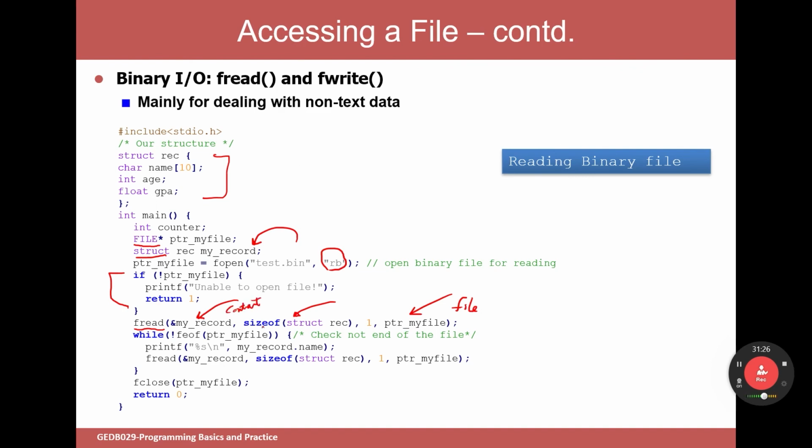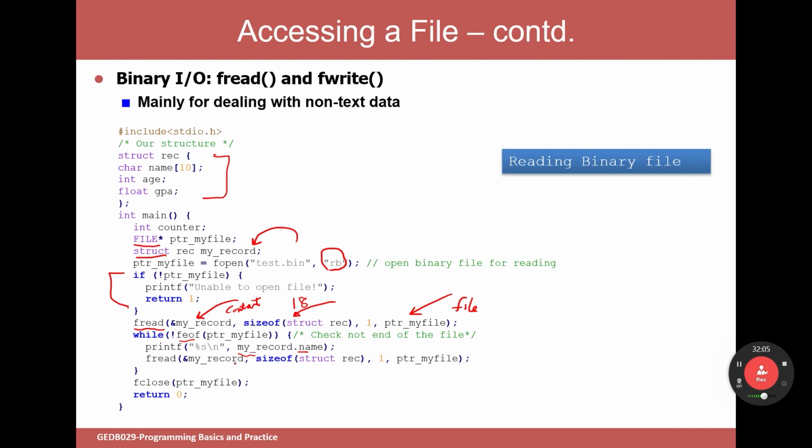So I will read from the file. How much will I read from the file every time? I read 10 bytes plus 4 bytes plus 4 bytes, so the total will be 18 bytes. So every time I'm reading 18 bytes and putting them inside this one. And I'm checking here: is it the end of the file? If it's not the end of the file, then print on the screen my record, where the contents now go. So I will print a name.